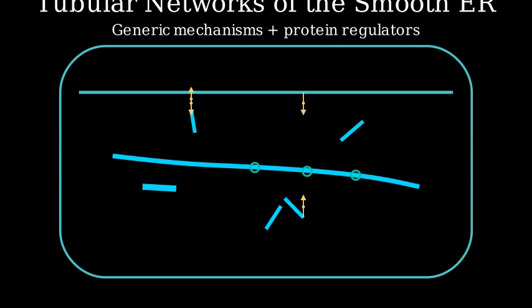A generic driving force is geometric. The endoplasmic reticulum aims to maximize its area relative to its internal volume, helping maintain osmotic homeostasis. For three simple shapes, the area to volume ratios scale like sphere 1 over radius, tube 1 over tube radius, and disc 1 over thickness.